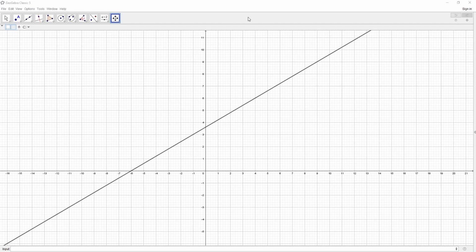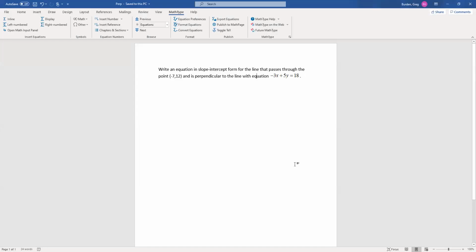So going to share a different screen here. There we go. So this is the question. We want to write an equation in slope-intercept form for a line that passes through the point -7, 12, and that is perpendicular to a line that has an equation -3x plus 5y equals 18. So just point out the -3x plus 5y equals 18 is what's the general form of the equation, sometimes referred to as the standard form.